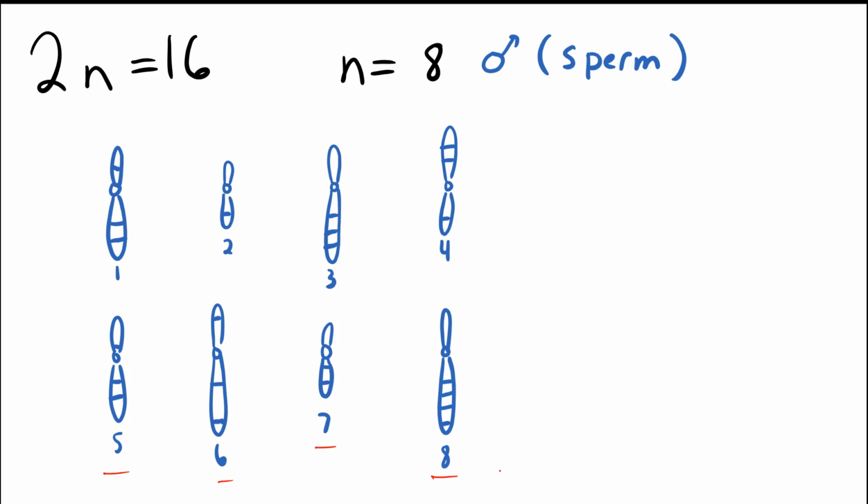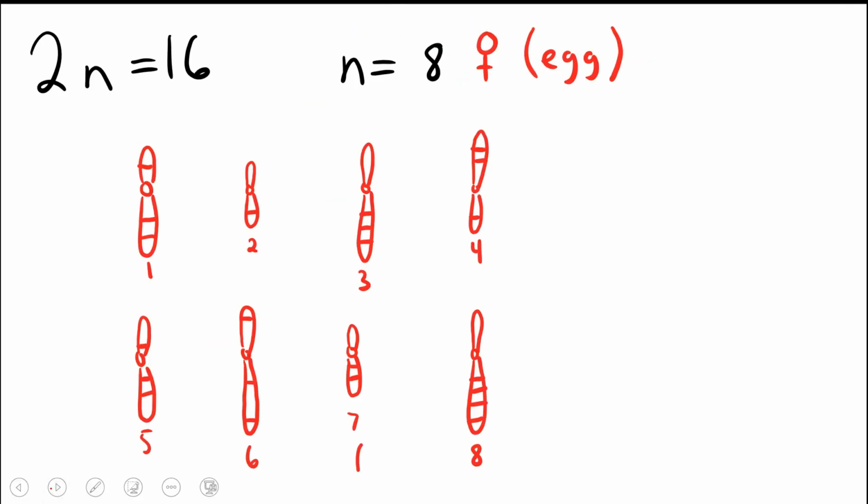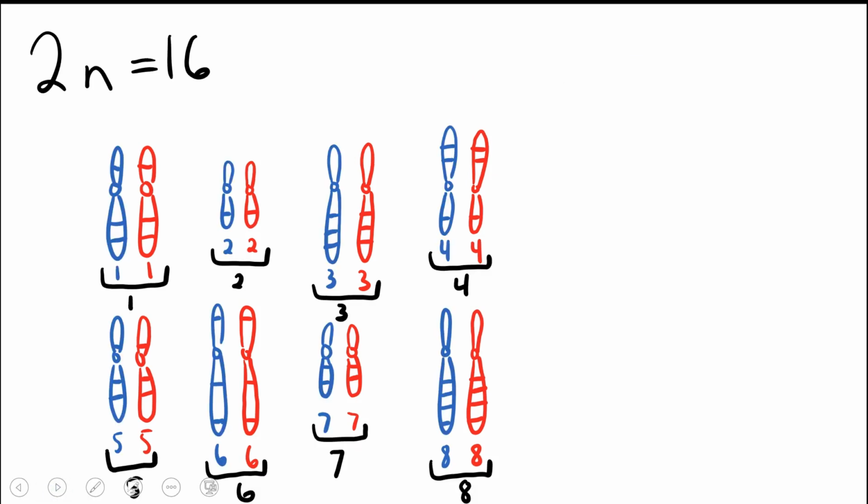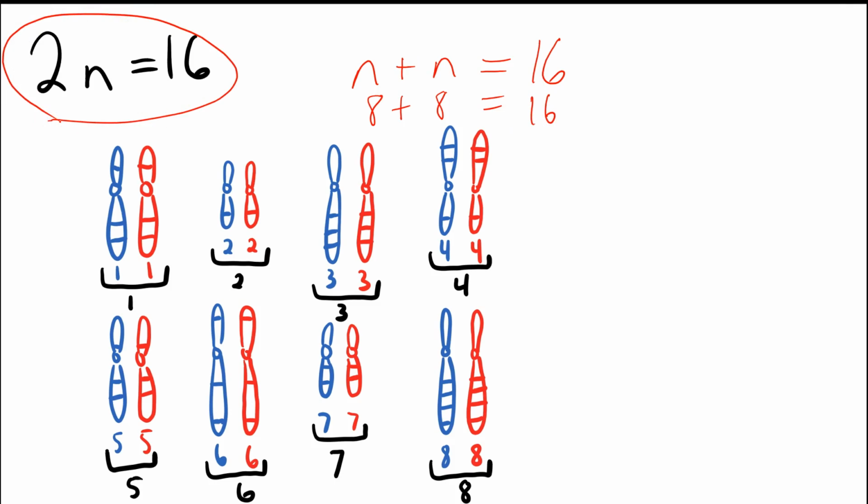The male packages one of each into a sperm with an n of 8. The female will also package that same number of chromosomes, 1 through 8, into her egg. So when fertilization occurs, the 2 sets come together, n plus n, in this case, equals 16. That's because 8 plus 8 equals 16. So you get a 2n of 16 here when you bring all these chromosomes together.